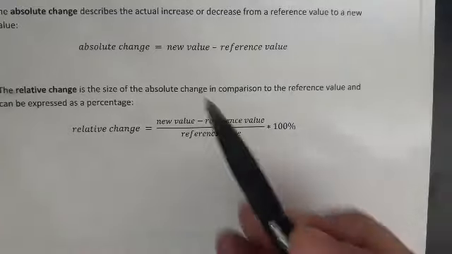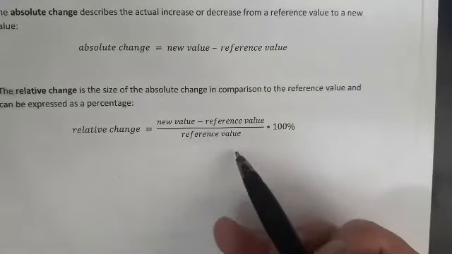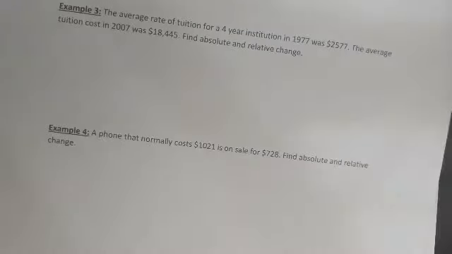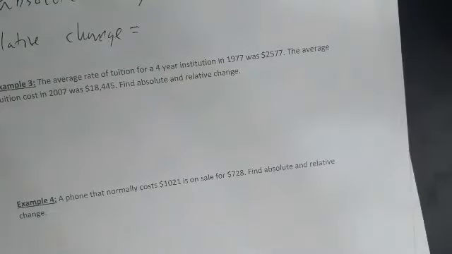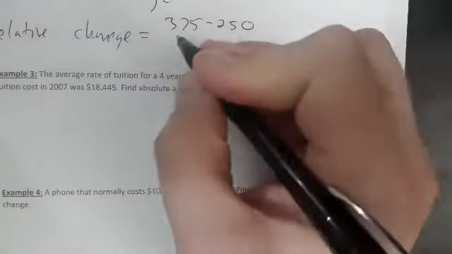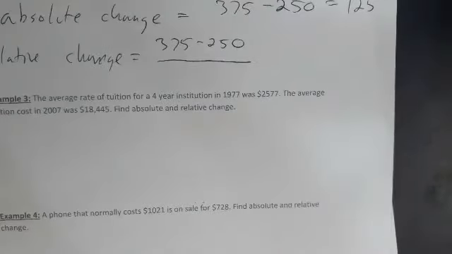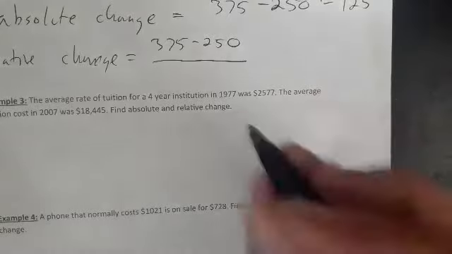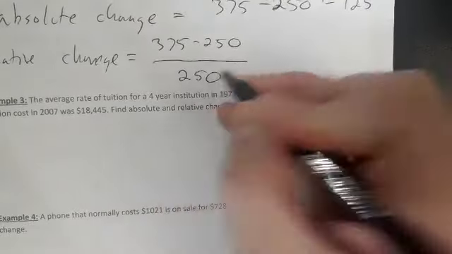The next thing that we're going to do is take that absolute change, divide it by the original number, and then multiply it by 100 to make it a percentage. And so new minus reference should look like 375 minus 250. That's the difference that we had. We're going to divide this by the original reference value. So our reference value here is the 250. That's what we're starting with.